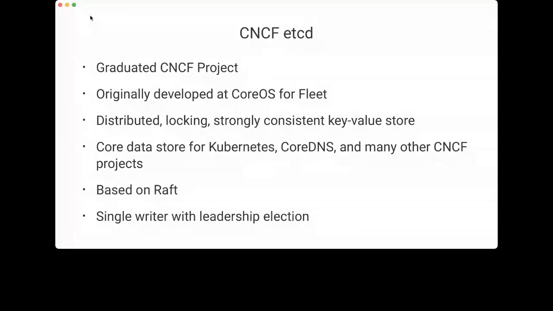It's based on Raft, and it's a single writer with leadership election and multiple readers. So what does single writer mean in this case? Well, any node can accept a write. However, those writes get forwarded over to the leader if the current Raft node being accessed is a follower. And so you really only have one node that is responsible for the writing of data at any given time.